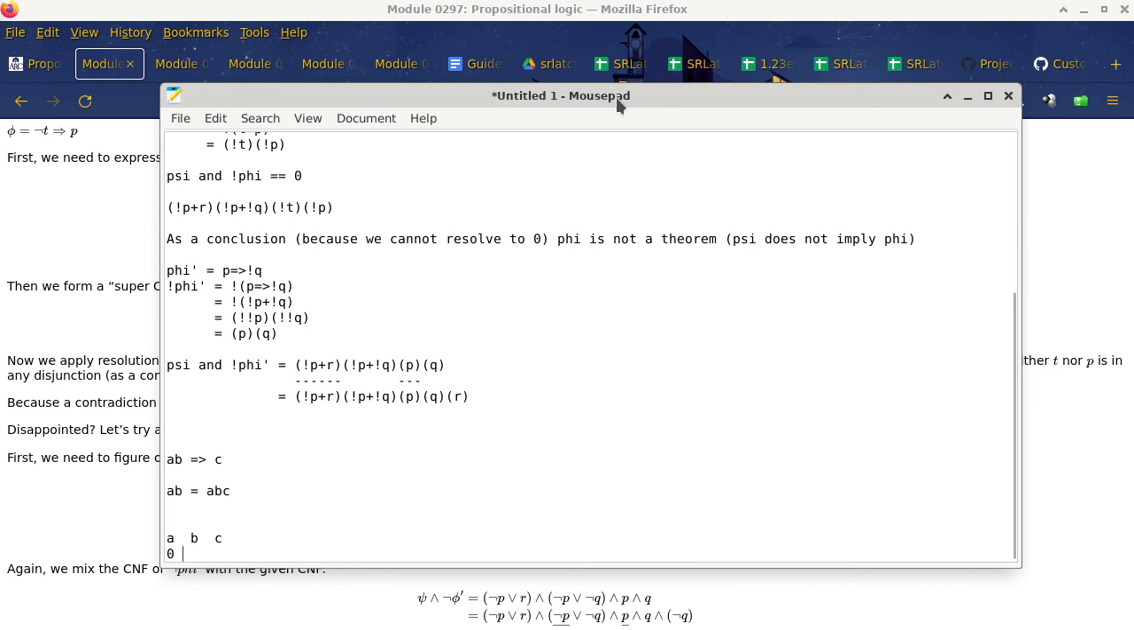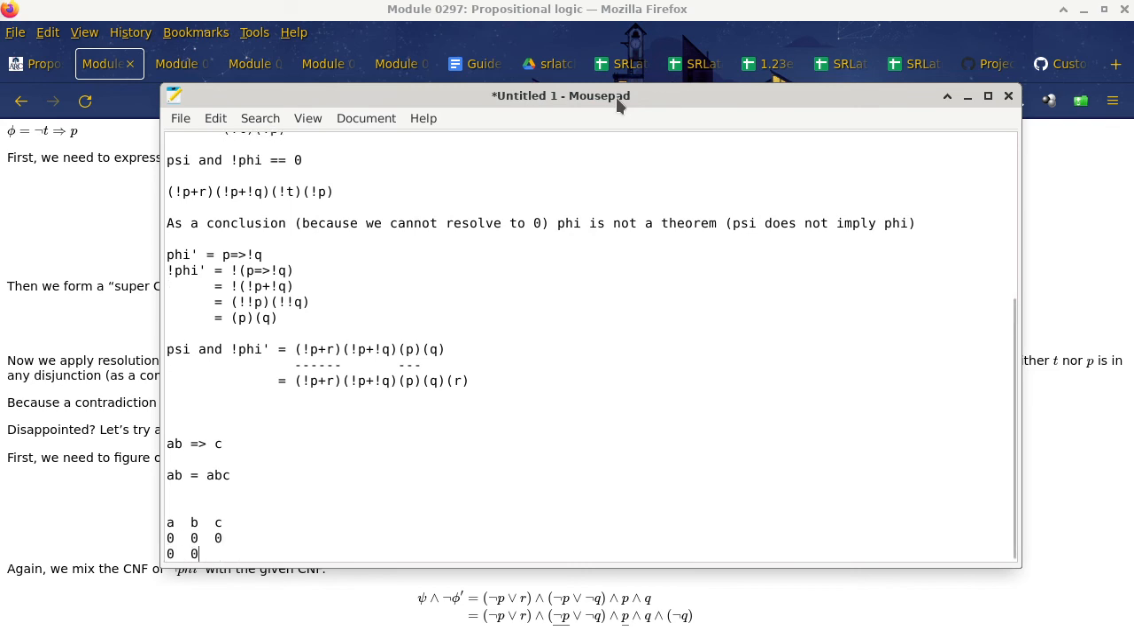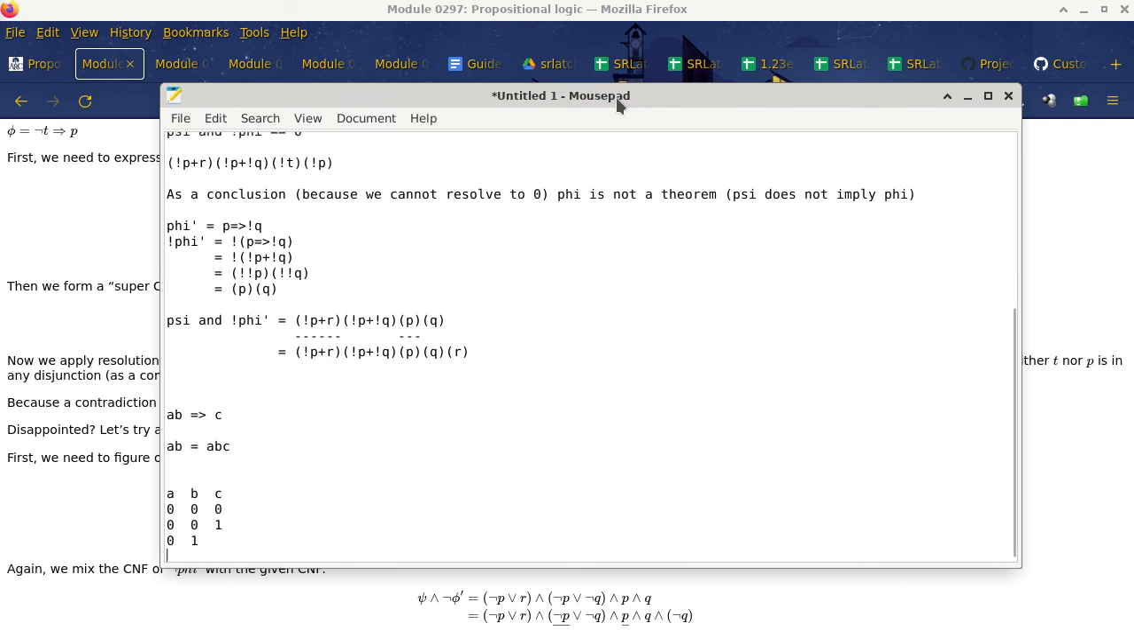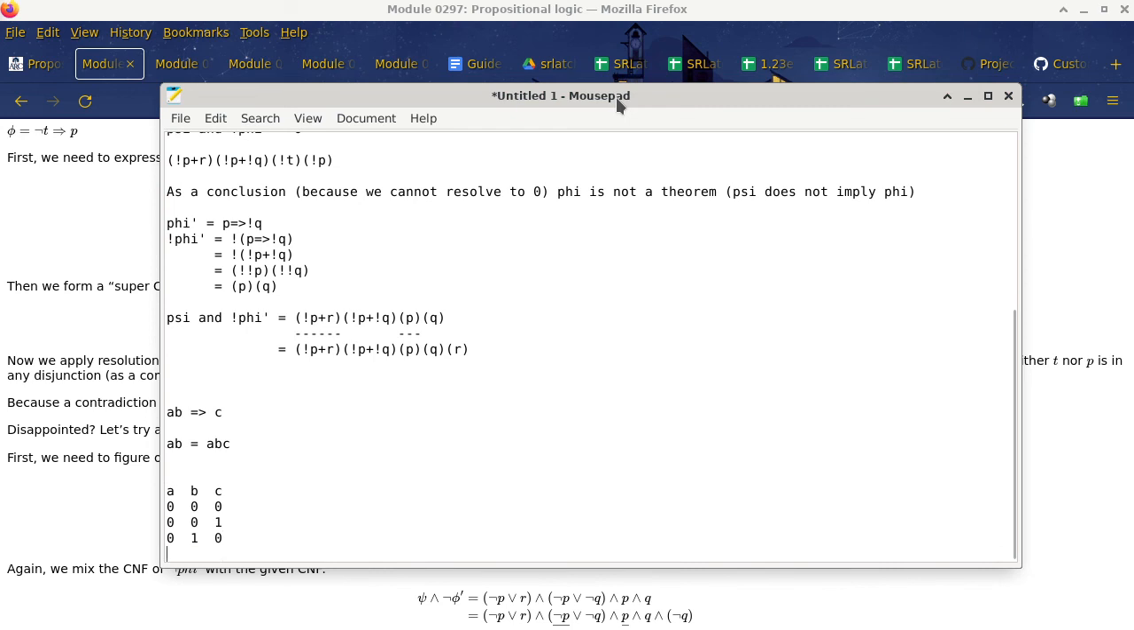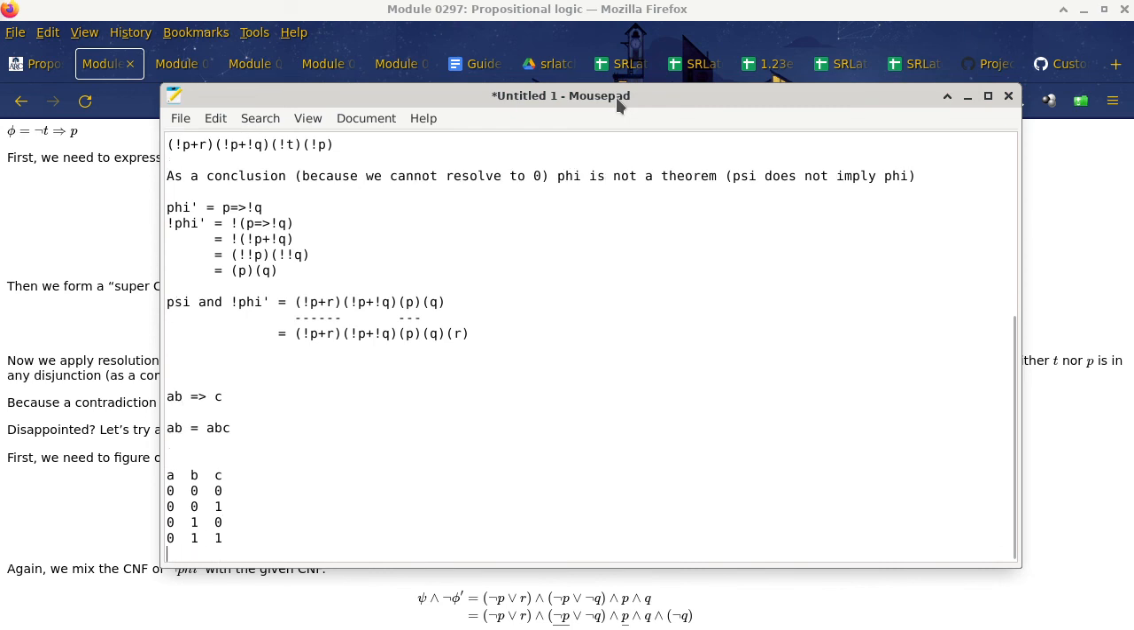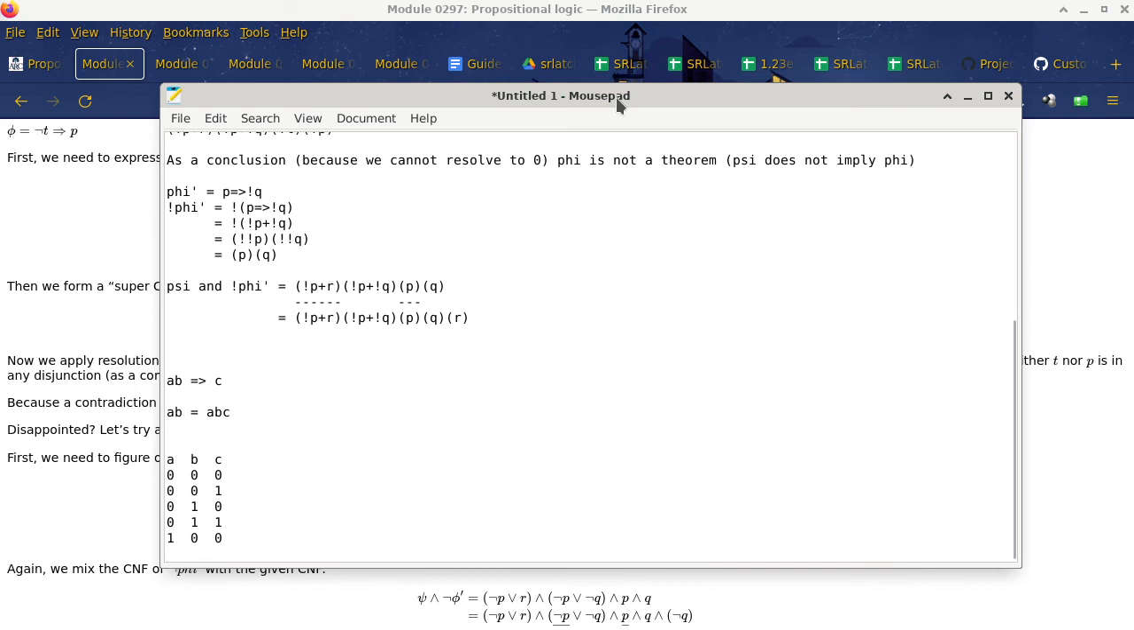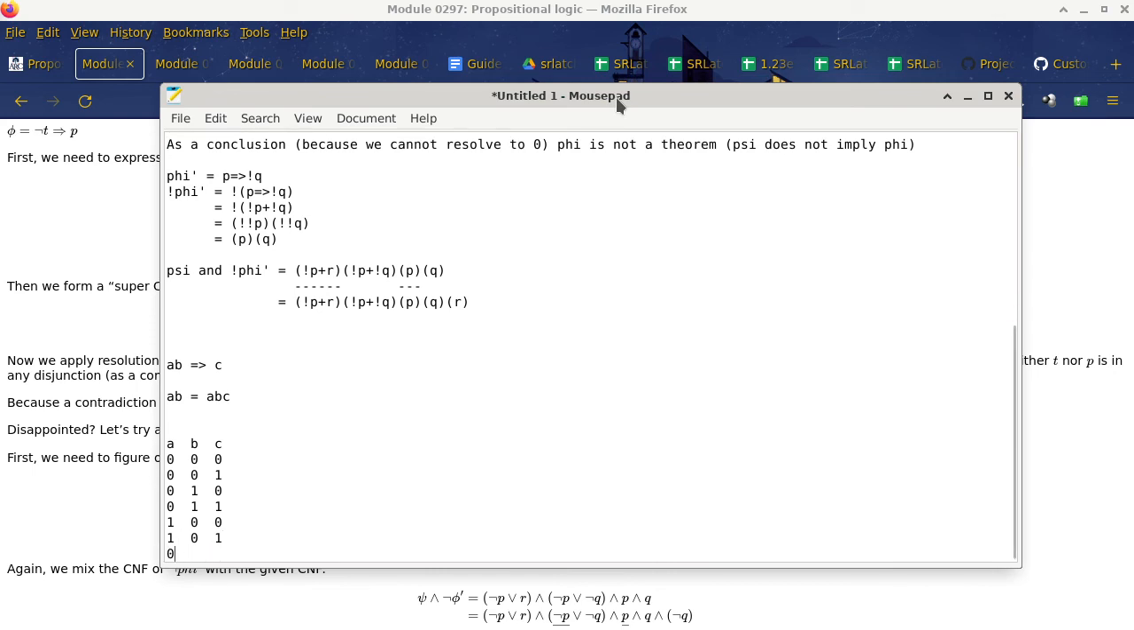So let me first generate the truth table first. I really should write a program to do this so I don't have to do it by hand. I mean, it really is just the binary numbers corresponding to 0 to 7 in this case. Another reason to use binary numbers instead of base 10 numbers.